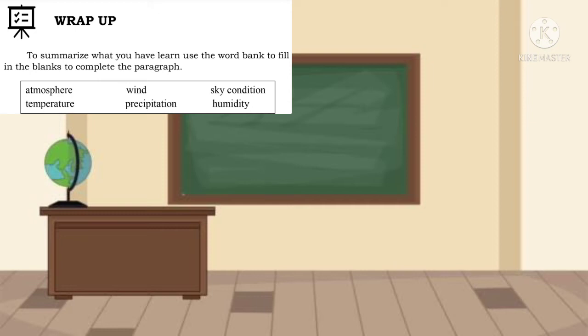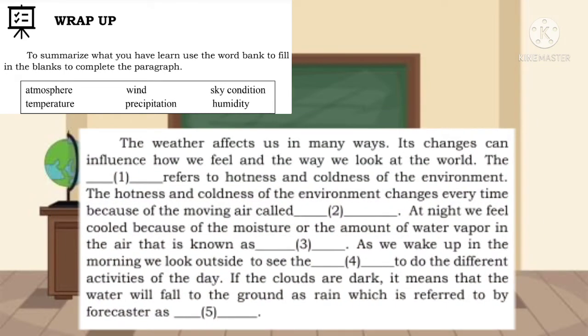Now, let's have a wrap-up. To summarize what you have learned, use the word bank to fill in the blanks to complete the paragraph. So here are the words in the box: atmosphere, wind, sky condition, temperature, precipitation, and humidity. So the weather affects us in many ways. Its changes can influence how we feel and the way we look at the world.